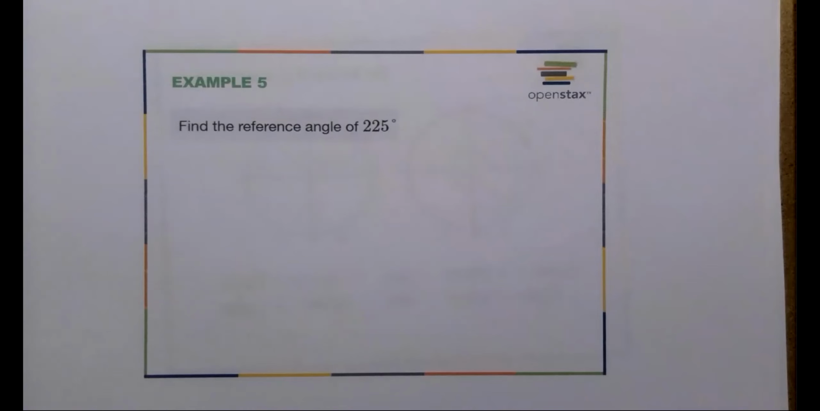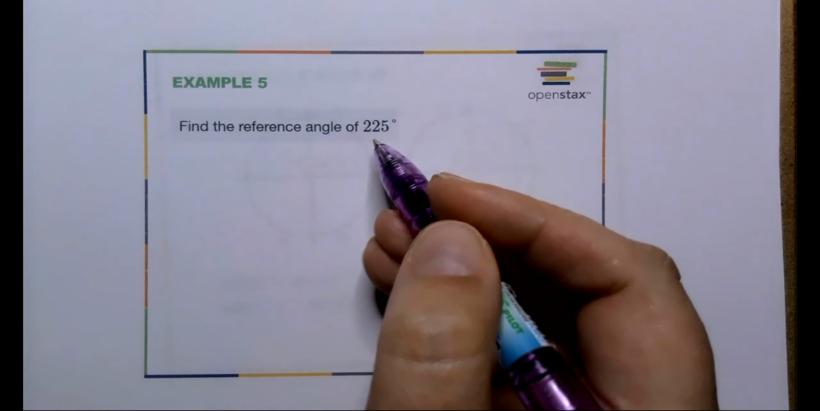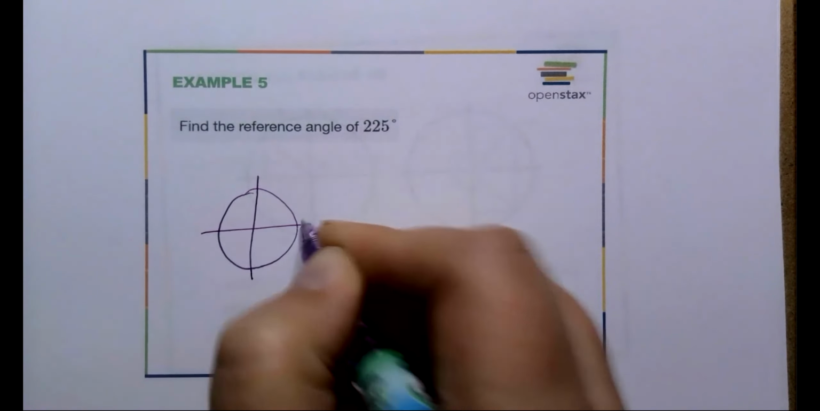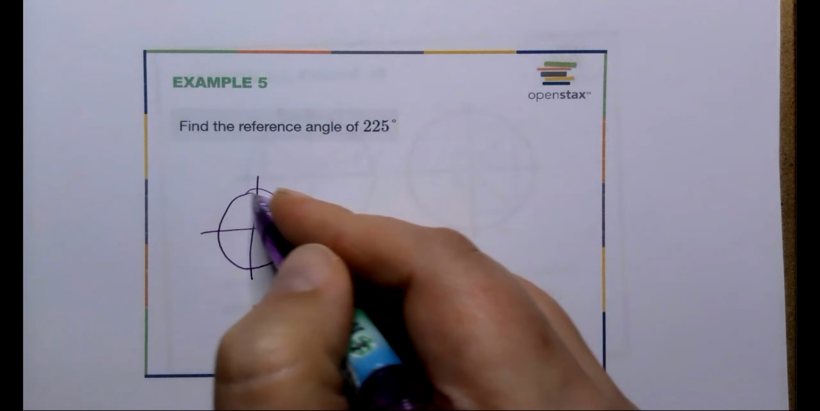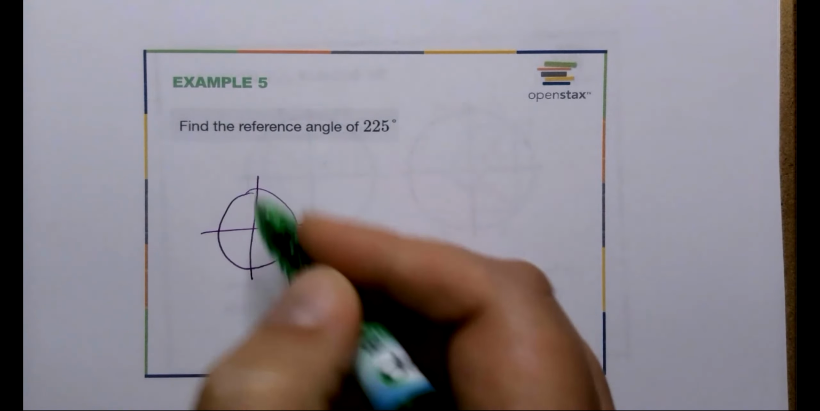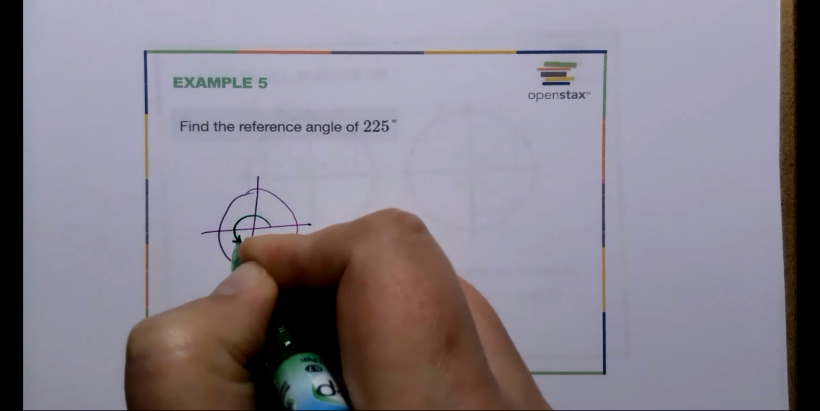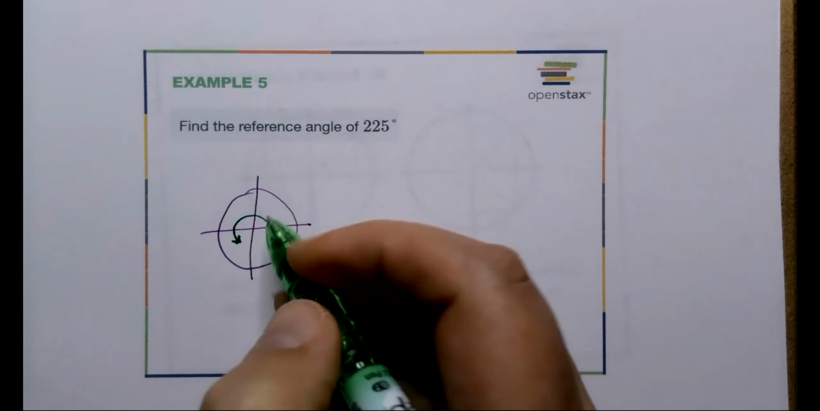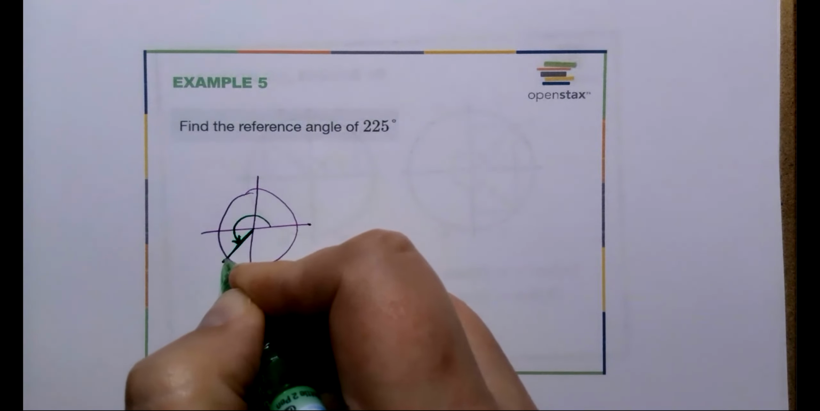Let's move on. Let's first try and find those reference angles. Here it says: find the reference angle of 225 degrees. First, let's draw this angle. Here's my unit circle. 225 is bigger than 180, so it's going to be slightly over 180. It doesn't go all the way to 270, but it's bigger than 180. Okay, so my terminal side is right here.